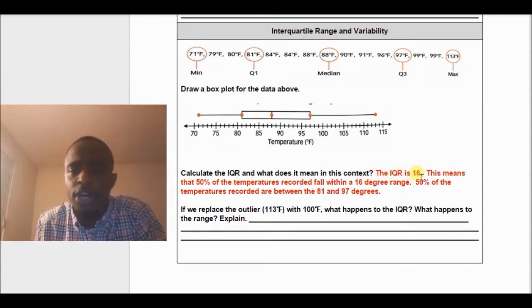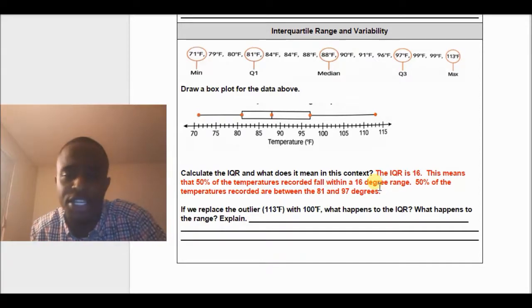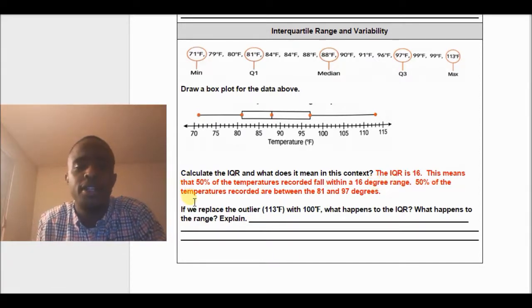The interquartile range is 16 because we'll just subtract 81 from 97. And this means that 50% of our temperatures recorded fall within this 16 degree range. So 50% of our temperatures recorded are between the 81 and 97 degree range.